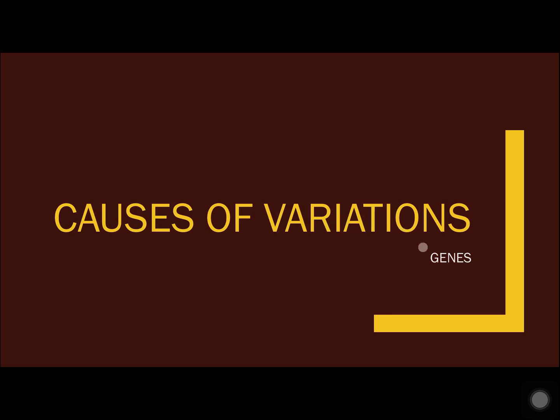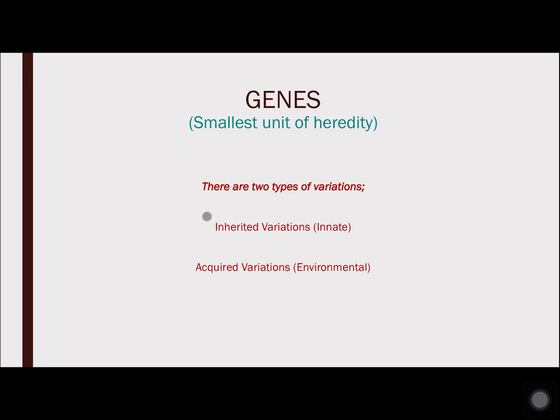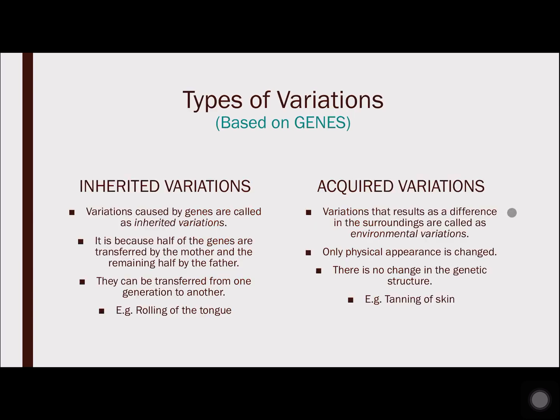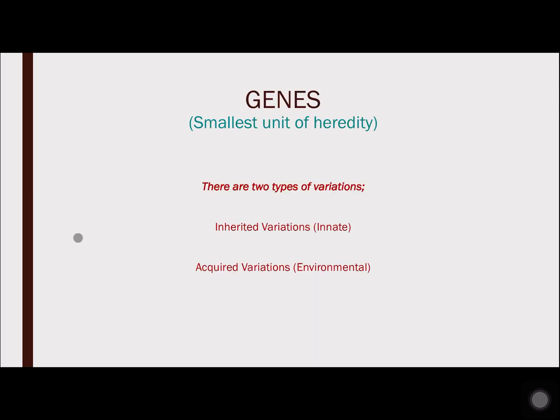Causes of variations: genes. The definition of a gene is the smallest unit of heredity. There are 2 types of variations: inherited, that are innate, and acquired variations, that are environmental. So first let's see what are inherited variations and what are acquired variations.